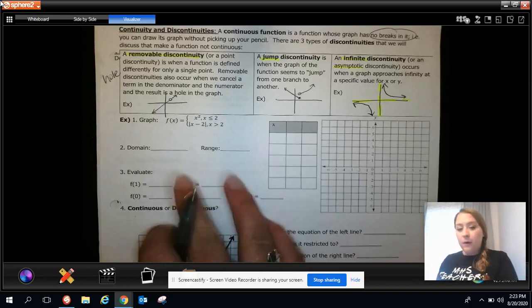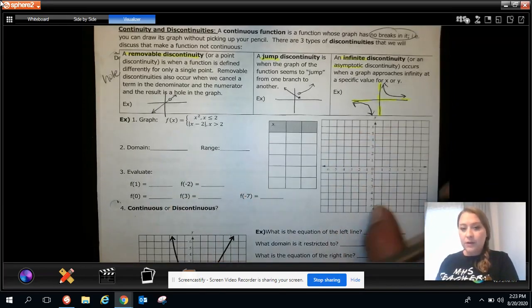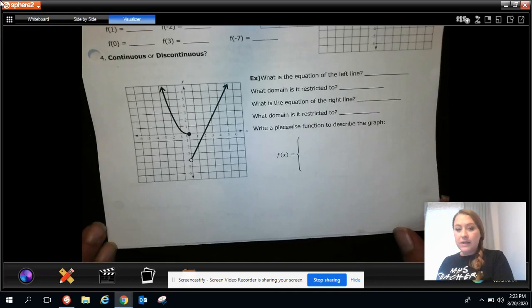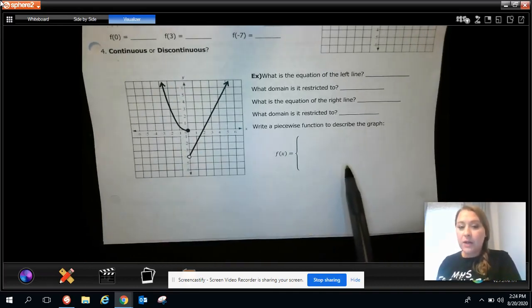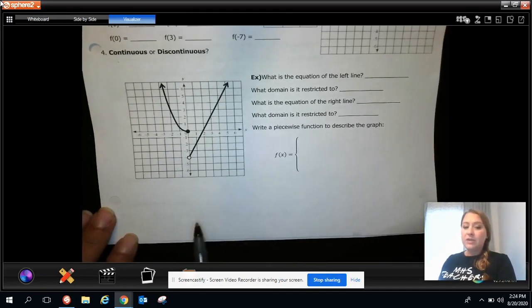Okay, so I'm going to skip over this example, but it will be on the key. So you can work this one on your own and then just check it with the key to see how you did. But we are going to talk about this one. So another way you can do piecewise functions is to see the graph already given to you and have to write the equation. So we're going to start with the left side of the graph, which is the left line.